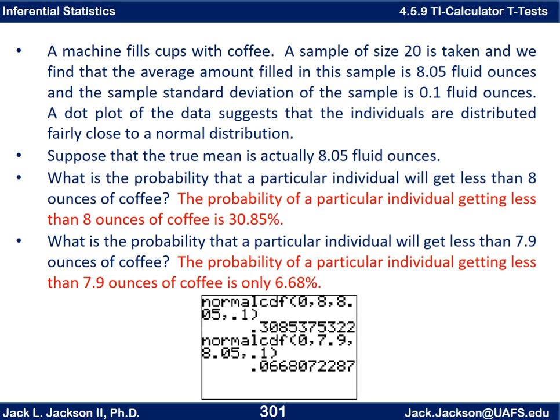And so here, those are just probabilities we can find from a normal distribution. We're talking about the individuals, and we're assuming the individuals are distributed normally. Now I'm talking about individuals, not means. This is a question about individuals, whereas t-tests and t-intervals are questions about averages, about means. So the probability of a particular individual getting less than 8 ounces of coffee turns out to be about 30.85%, which we find as normal CDF from 0, why 0?